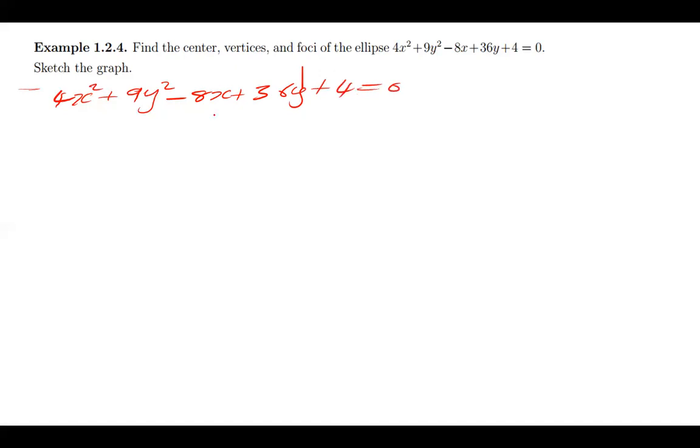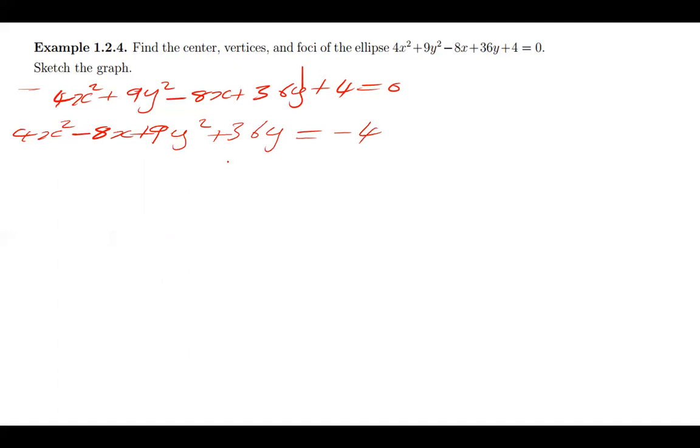So we complete the square of this. So first thing, you pair the ones with x, and then you also pair the ones with y. So we're going to have 4x squared, then you have minus 8x. Let me just write this properly. Okay, so we have 4x squared minus 8x, and then you also have plus 9y squared, then plus 36y, then this is equal to negative 4.